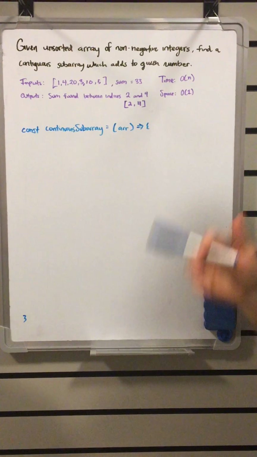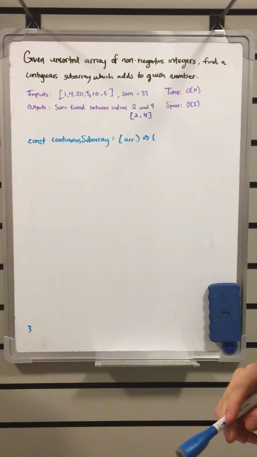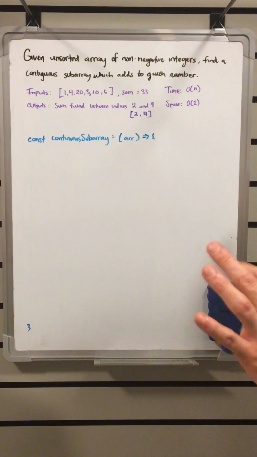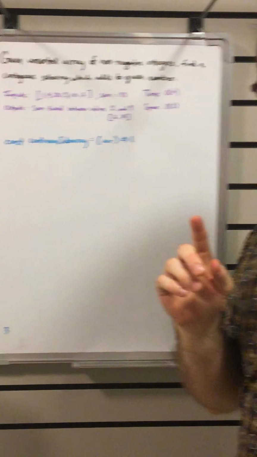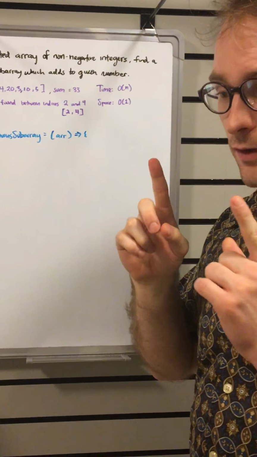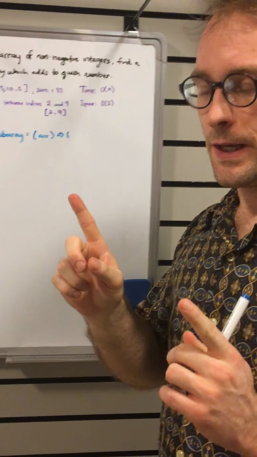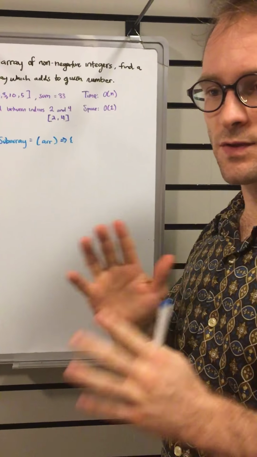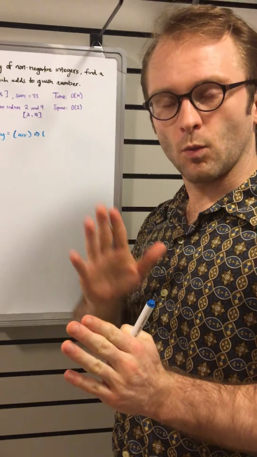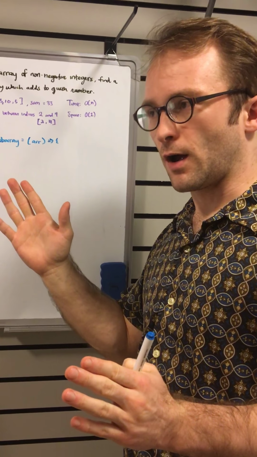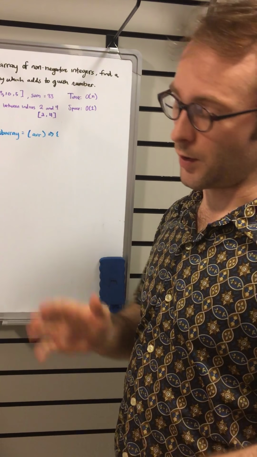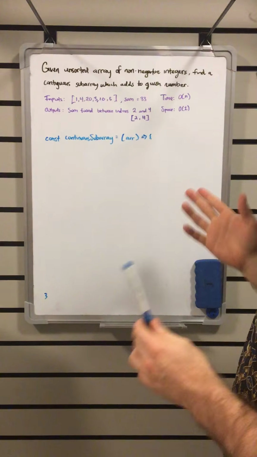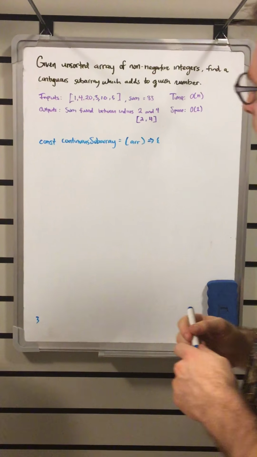Okay, so how are we going to go about doing that? So when I was doing this problem, I thought, okay, I could have two pointers, right? I can have a low pointer and a high pointer. And based off certain conditions, I increment one pointer or the other pointer.